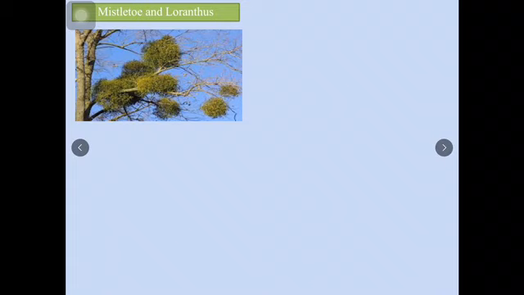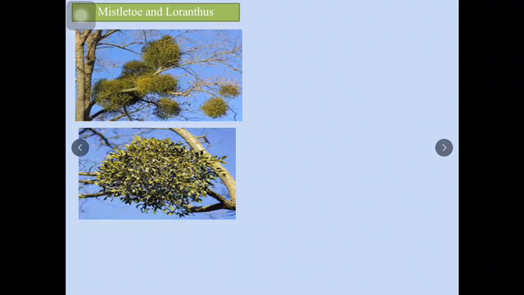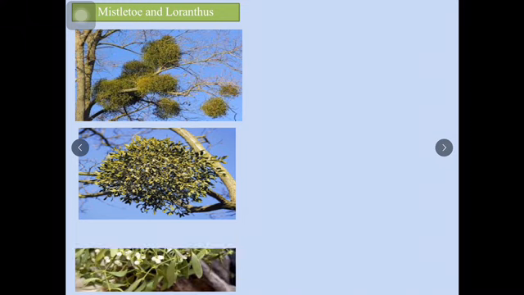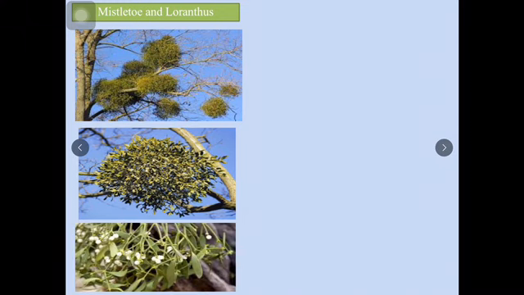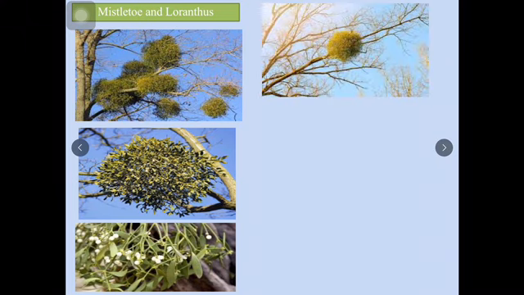Next is mistletoe and loranthus. Here you see a big tree which has bunches of leaves around it. These are not actually the leaves of this tree. The rest of the tree is without leaves, and only a specific part has leaves, which are not its own. These are the leaves of a partial parasite, and they are green in color. So they can do photosynthesis, but their root system is very poorly developed, so they depend on the host for their nutrition.